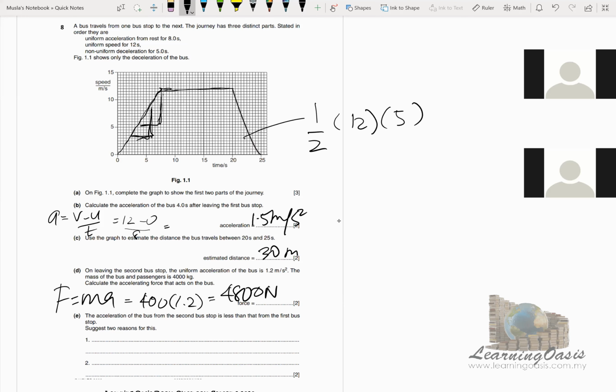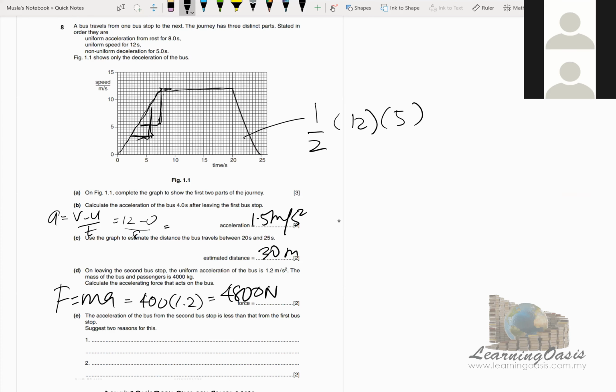The acceleration of the bus from the second bus stop is less than that from the first bus stop. Suggest two reasons why. The bus is running out of fuel. Okay, what else? The road is rocky. Friction increases, right? Yes. So you talk about increase in friction. What else? Less fuel, right? Or otherwise you talk about more passengers.